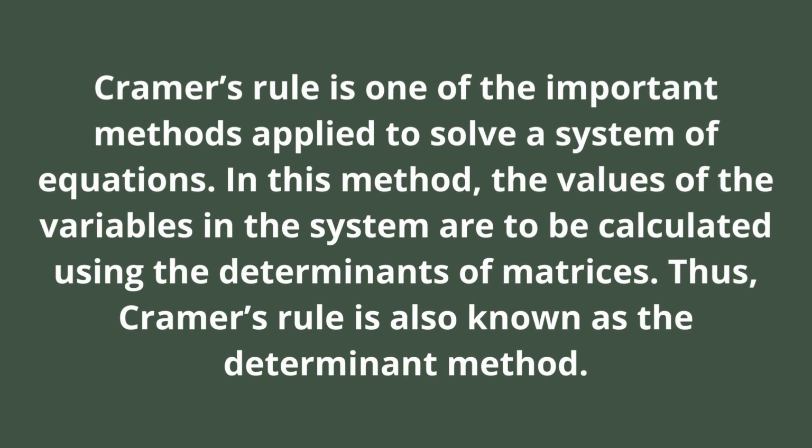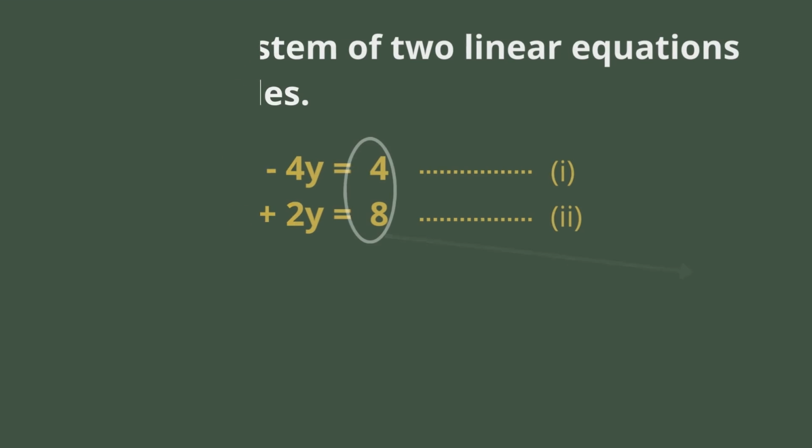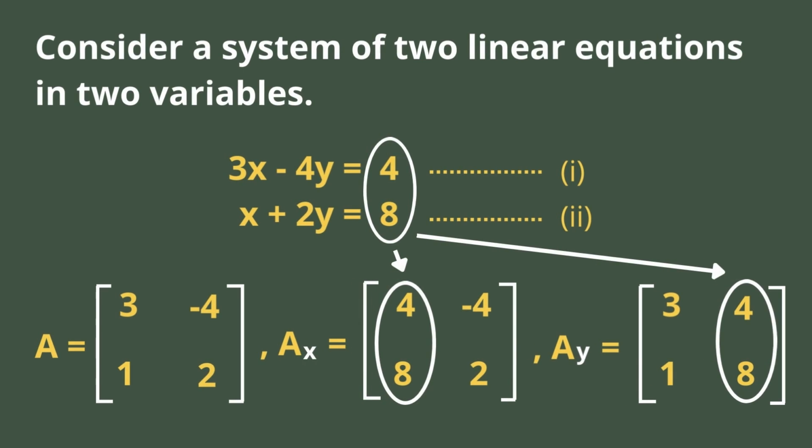Now we will look at the Cramer's rule. Cramer's rule is one of the important methods applied to solve a system of equations. In this method, the values of the variables in the system are calculated using the determinants of matrices. Thus, Cramer's rule is also known as the determinant method. Again we will use the previous example, but this time we will solve these equations with the help of Cramer's rule. In Cramer's rule, if we are solving for x, then the x column is replaced with the constant column, and if we are solving for y, then the y column is replaced with the constant column.